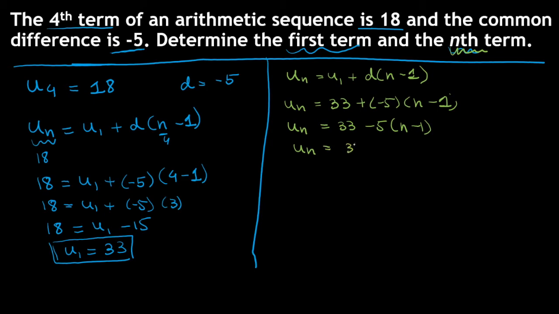Let's simplify this a little bit more. We get un equals 33 minus 5n plus 5. And finally, we end up with un is equal to 38 minus 5n. And this is our nth term. So we have solved both of these questions. We found the first term and the nth term, and this is the answer to the question.